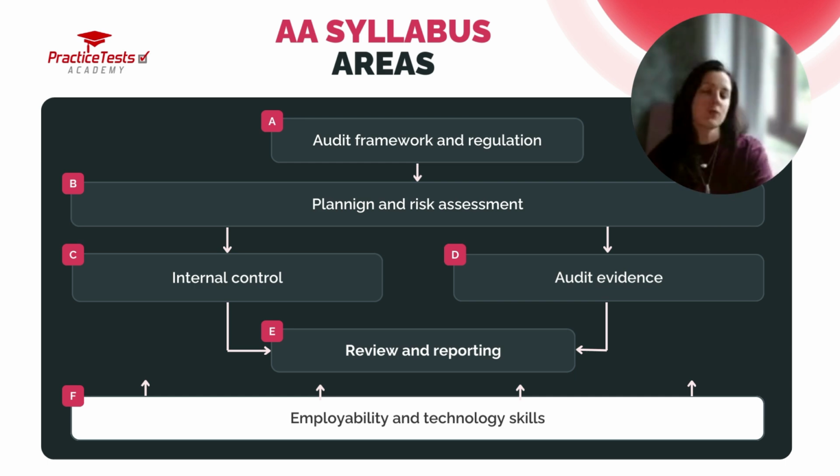We are going to talk about reporting and review. So what is the type of audit report that we need to issue? What are the written representations that we need to collect? How to evaluate and assess going concern issues? And part F is about employability and technology skills. So this is about you being able to work with computer. And this exam is computer-based. So you will be tested on this part F of the syllabus by just having to type in your answer.